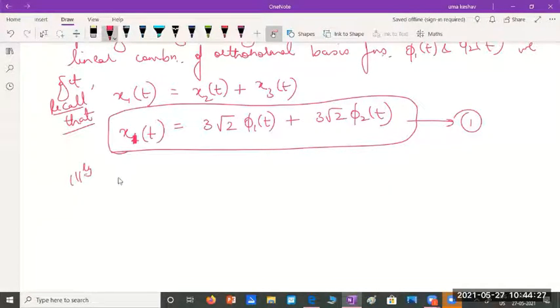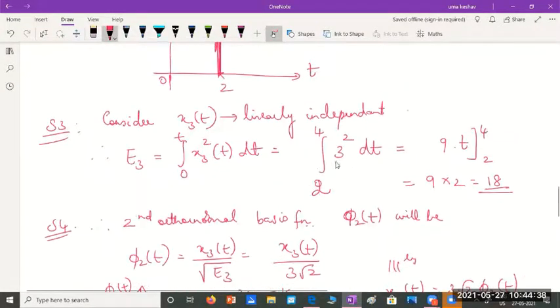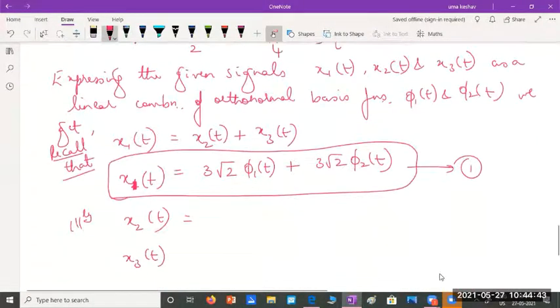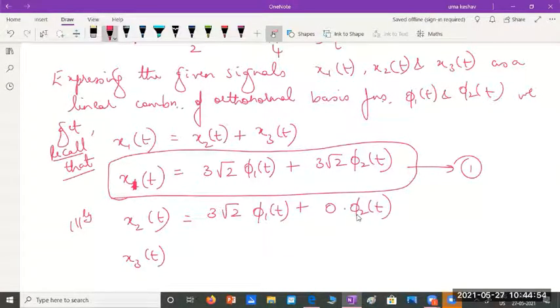Similarly, what would be the expression for x2 of t and x3 of t? We already know what x2 of t is. x2 of t is 3 root 2 phi 1 of t. So it will have only the first basis function, 3 root 2 phi 1 of t, plus 0 into phi 2 of t. Write it like this so that it will be easy for you to write the coordinates to draw the constellation plot. So what will be the coordinates of signal x1?